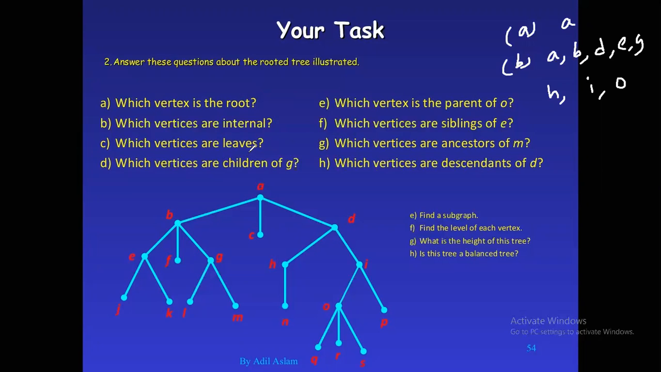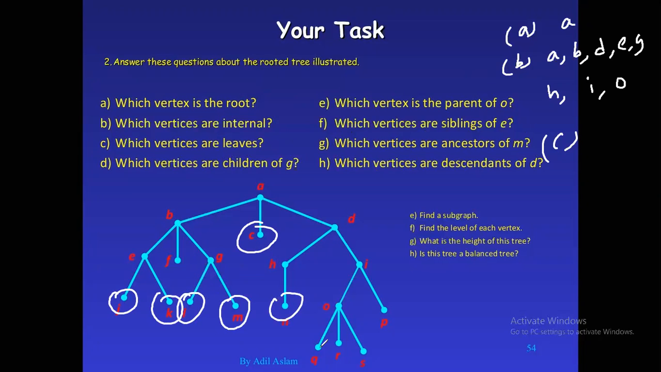Which vertices are leaves? The vertices which don't have children are called leaves. So no children: C, J, K, L, M, N, Q, R, S, P. No children. This is the answer for C. Okay.